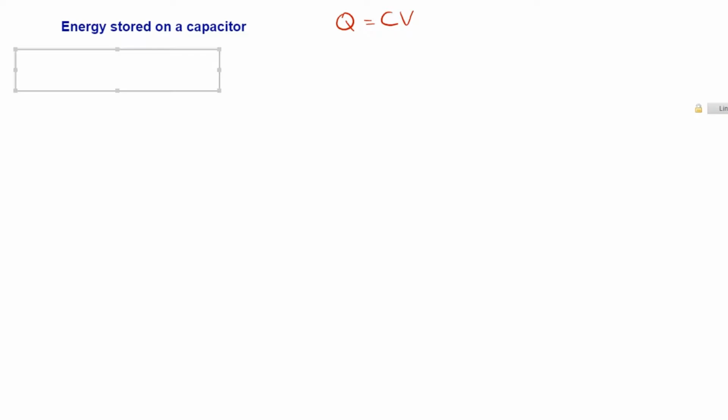Okay, so we're going to have a look at the energy that's stored on a capacitor. We already know something about the charge stored on a capacitor. We know that the charge is equal to C times V, where V is the potential difference across the plates once the capacitor is charged up. So how are we going to find out how much energy is being stored?